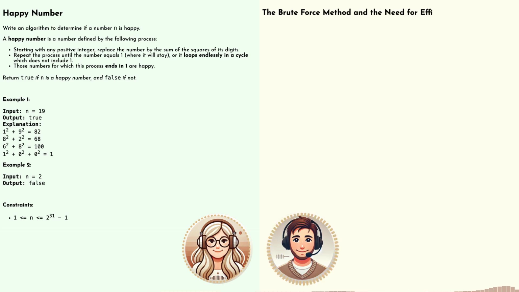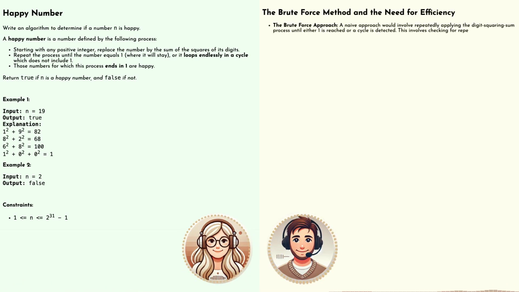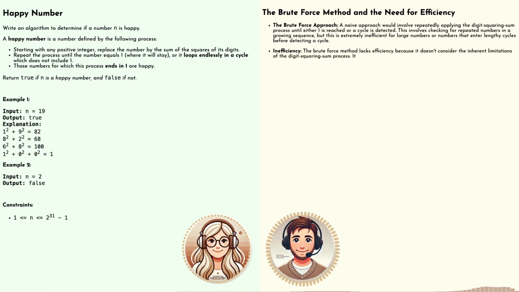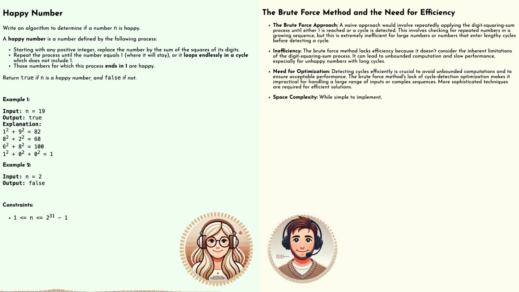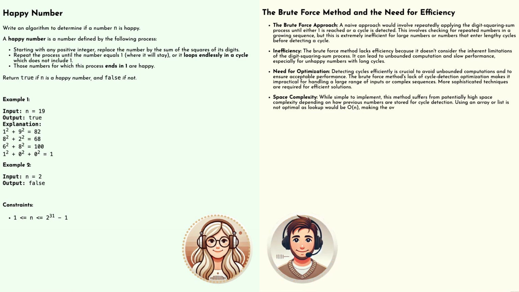So where do we even begin? I'd say most folks would probably start with the brute force method. Okay, so just follow the rules, square those digits, add them up, and see what we get. Do that till we hit 1 or realize we're stuck. It sounds simple enough, but I feel like there's got to be a catch. You're right on the money. The problem is, with unhappy numbers, that brute force approach could run forever, right? Not very helpful, to say the least. So we need a better way to detect those loops early on.